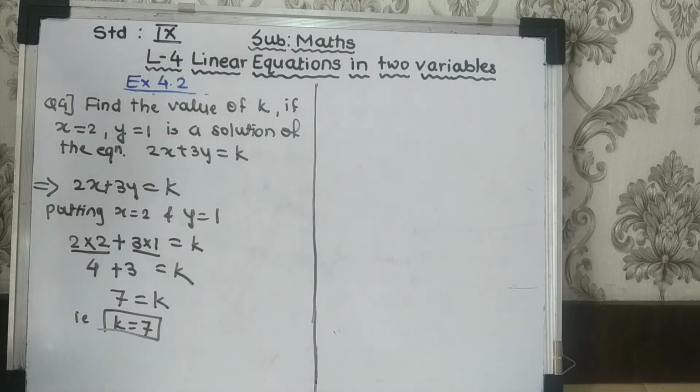Got it this one? So in this way we have completed exercise 4.1 and 4.2. Solve the remaining sums from this exercise and solve all these questions simultaneously along with me, right? So if you have any doubt, just ask me later on. Thank you.